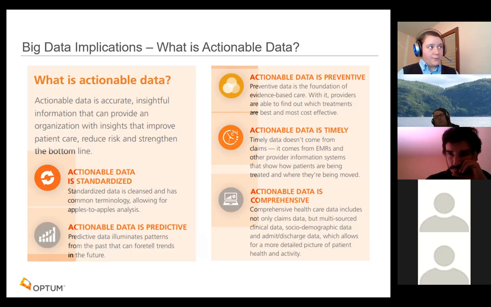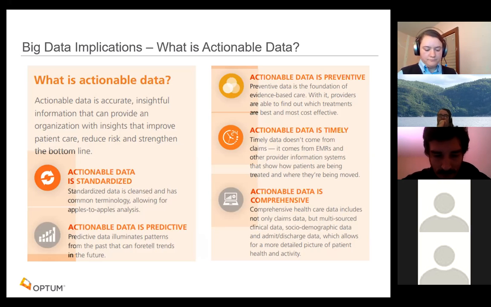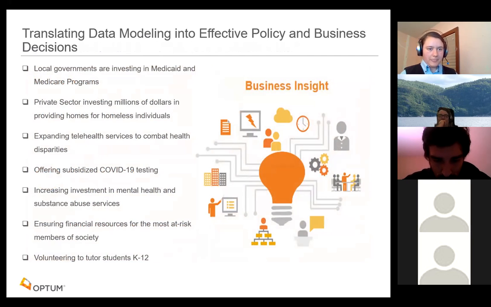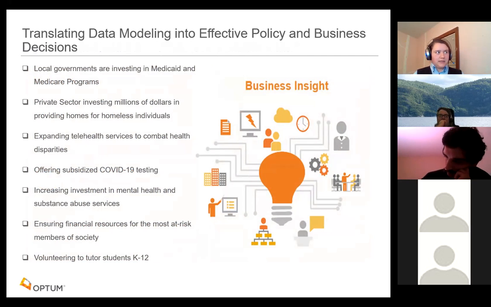So with all the big data implications, there's so much data and almost too little time to analyze it. That's why various study and research companies have been leaning on AI and machine learning to really understand, comprehend, and digest this data faster than ever before. Translating data into effective policy and business decisions.